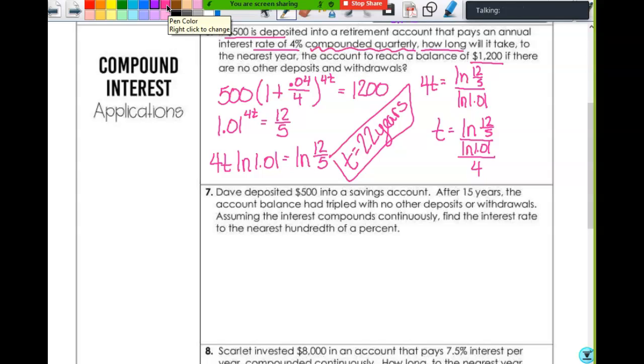All right. So number 7. Dave deposited $500 into a savings account. After 15 years, the account balance had tripled with no other deposits or withdrawals. Assuming the interest compounds continuously, find the interest rate. Okay, so my n basically is infinity. It's compounding continuously, so it's my PERT formula.